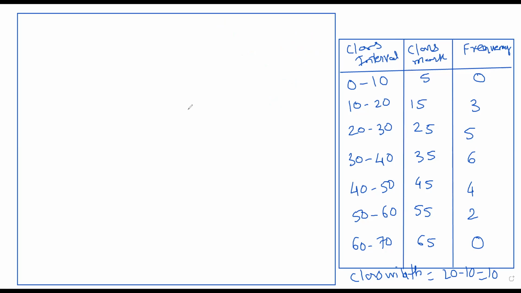Right? So what is the class mark? X coordinate. And what is the frequency? Y coordinate.